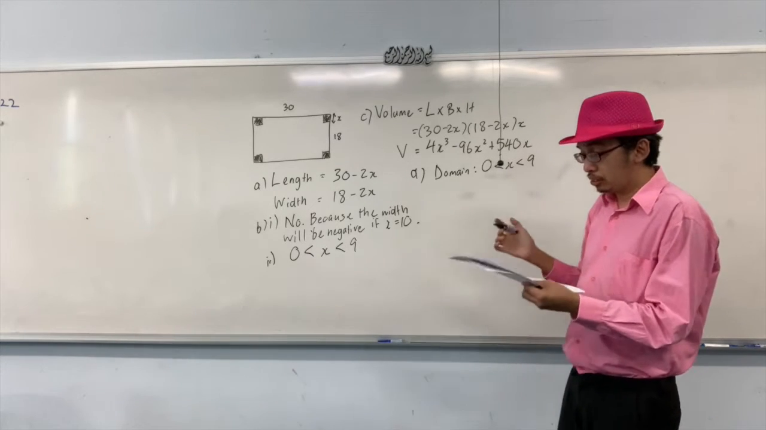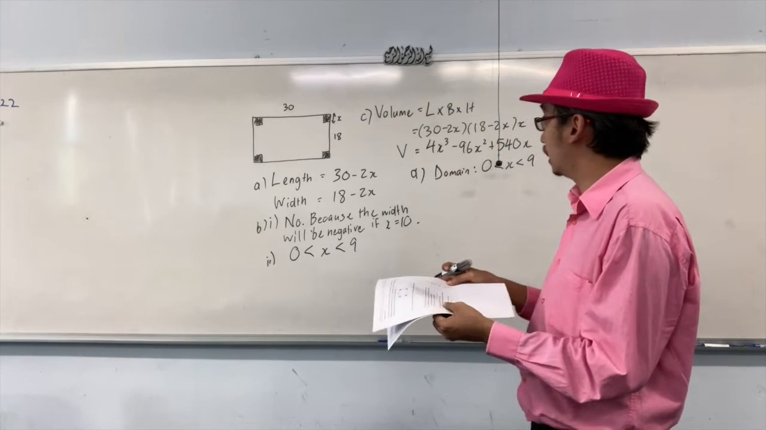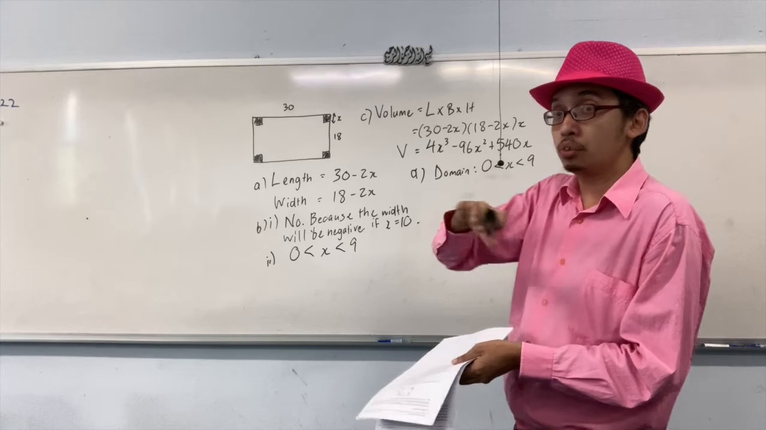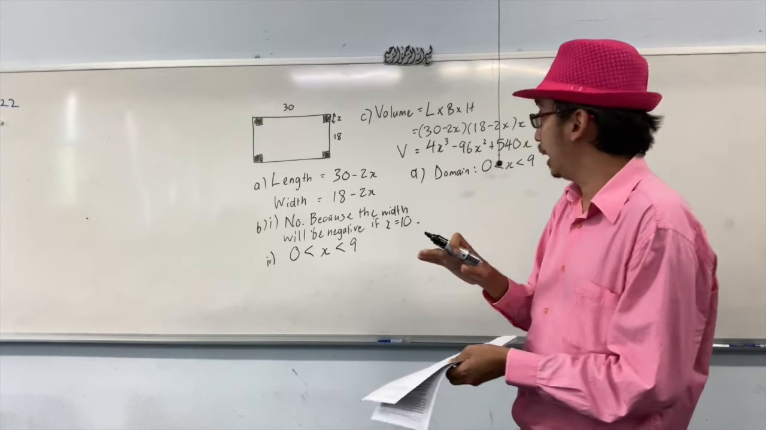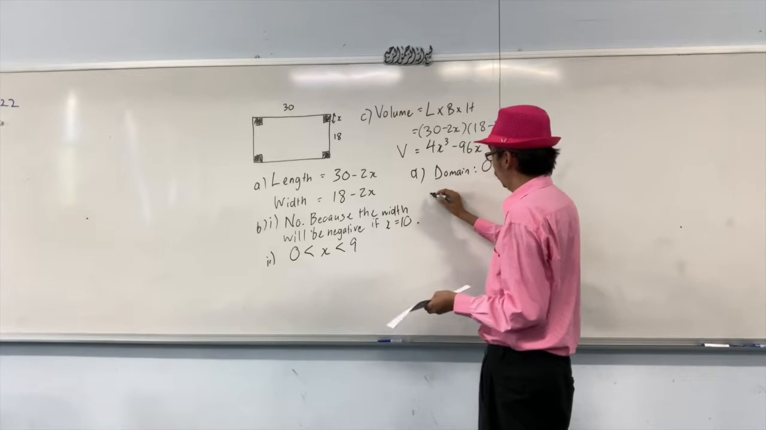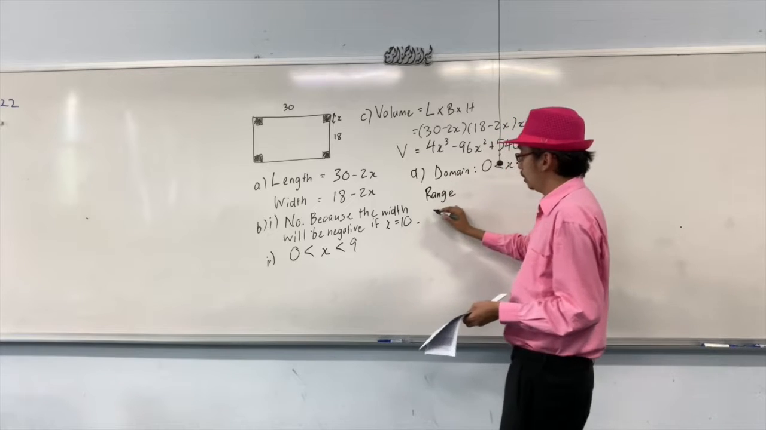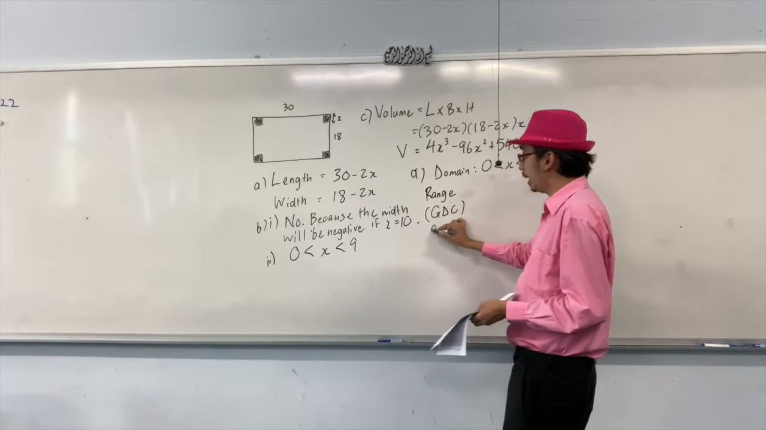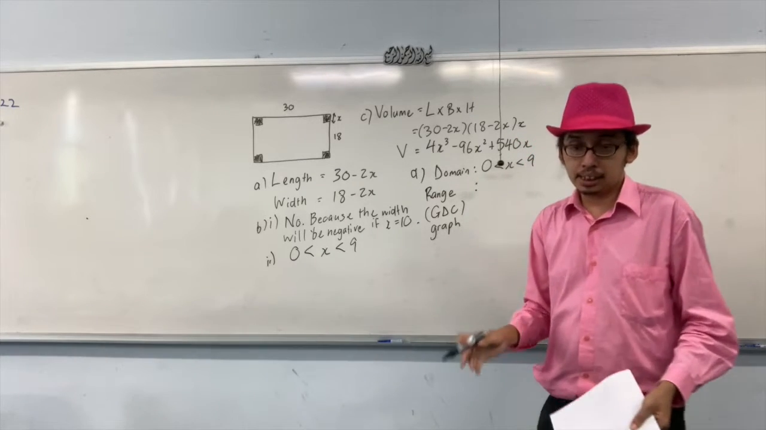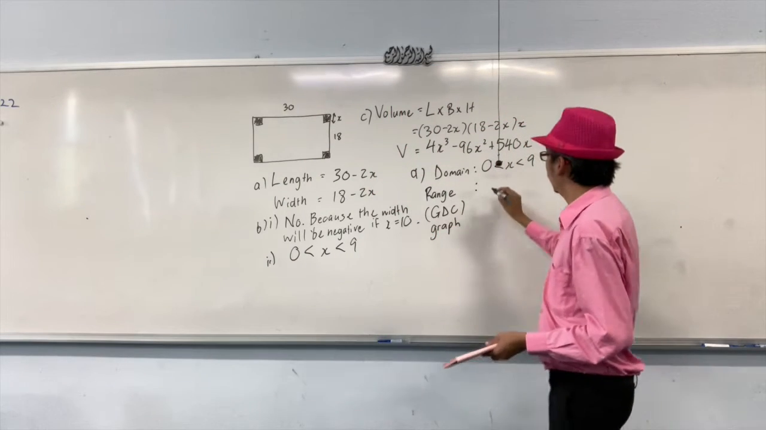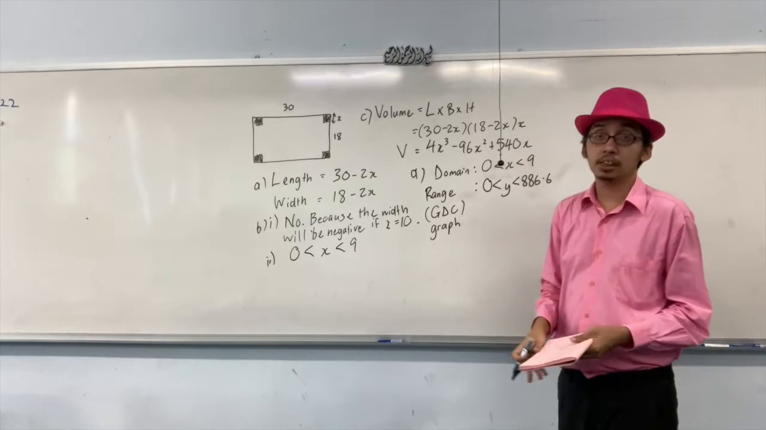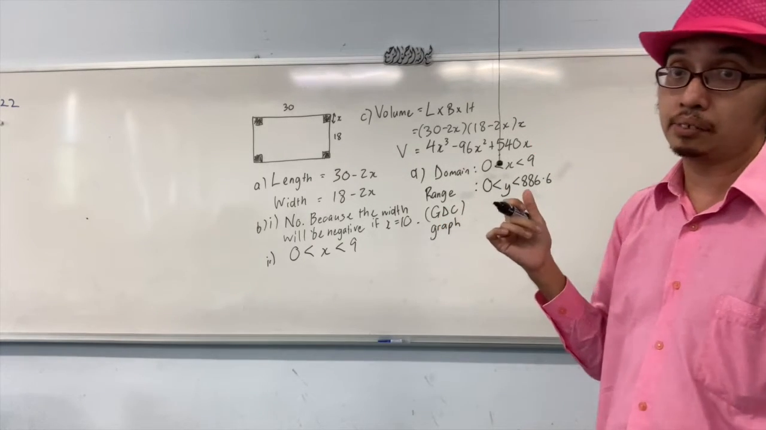But when you want to calculate the volume, you need to be careful. You need to use your GDC and plot out the graph first, so that you can know the maximum that you can take. We know that the minimum will be 0, it must be more than 0. For the range, you use the GDC and graph it out, and you'll get 0 < y ≤ 886.6. You can even write it as 887, choosing equal is fine.